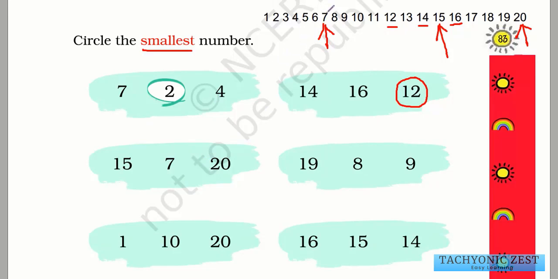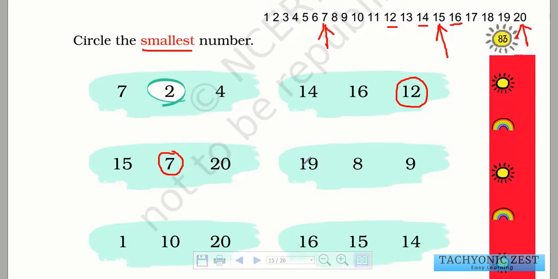Okay, then it will be 8, 9, 10, 11, 12, 13, 14, 15. Then comes 15, and then comes 16, 17, 18, 19, 20. So 20 comes at the last. We want the number that came first. So here 7 came first, so 7 is the smallest number.